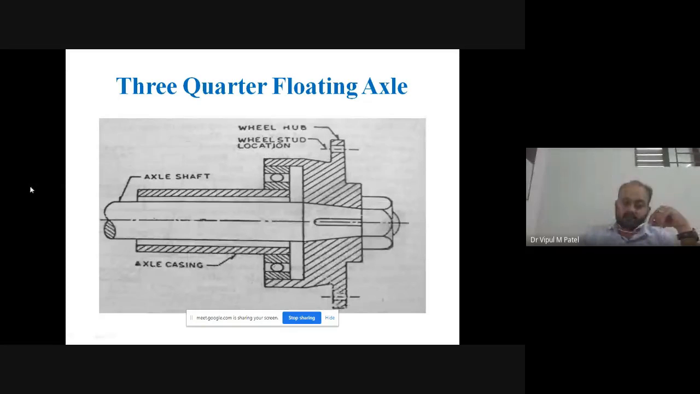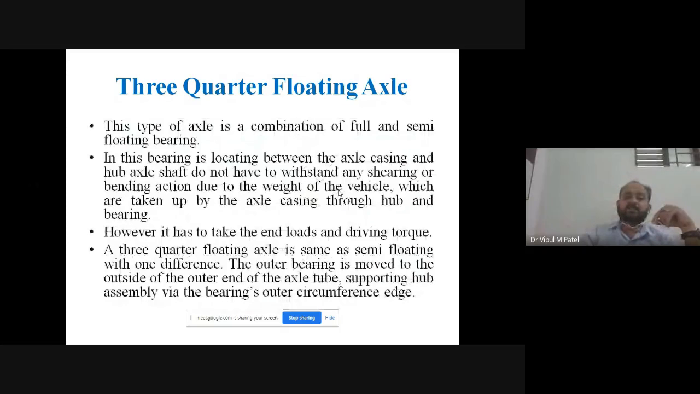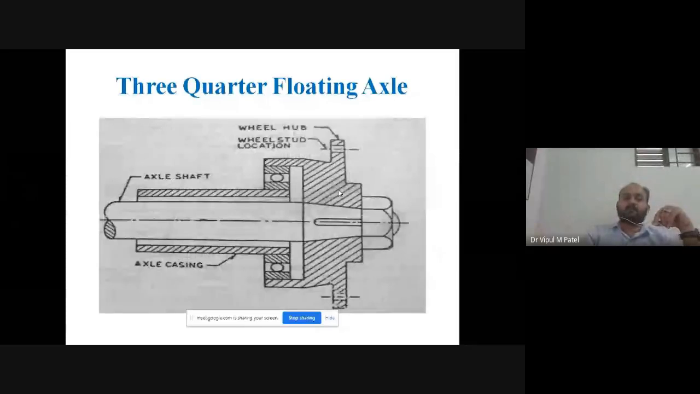So this one is the axle casing, this one is the axle shaft, this one is the wheel stud location, and this one is the wheel hub. All the weight of the vehicle, we can say, is transmitted by the wheel hub. So directly there is no steering and bending action due to the weight of the vehicle in the 3/4 floating axle casing through the hub and the bearing. It is 3/4 floating, right?